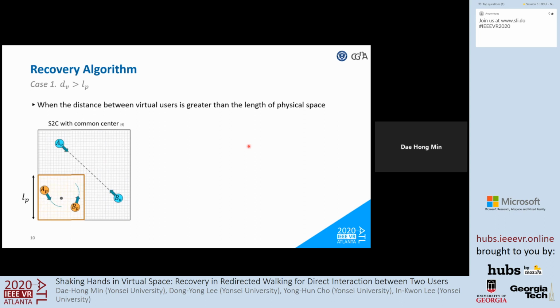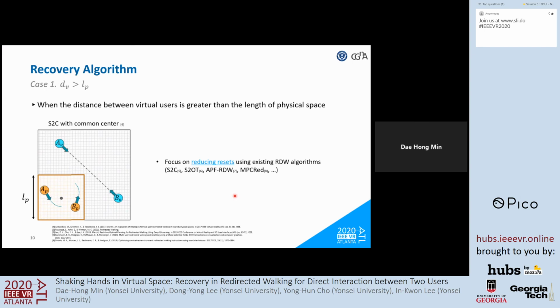First, the distance between two users in the virtual space is greater than the size of the physical space. In this case, the distance between two users must first be narrowed to make a recovered state. Therefore, in this step, we focus more on reducing reset using the following existing algorithms such as steer to center, steer to optimal target, and so on, until the distance is close enough. These algorithms are mainly focused on reducing the number of collisions.